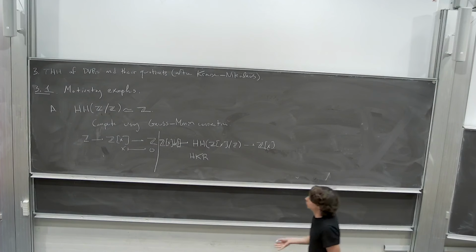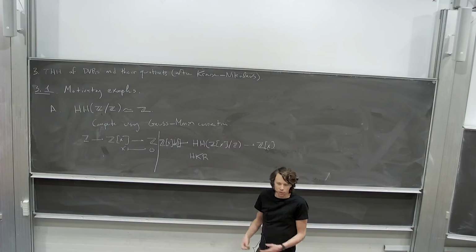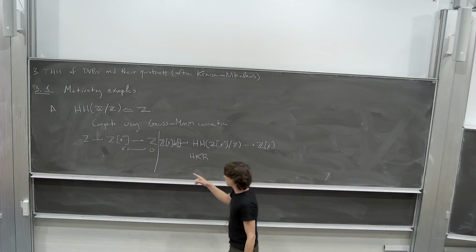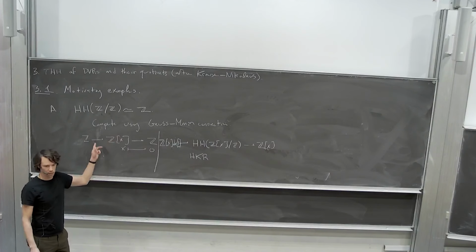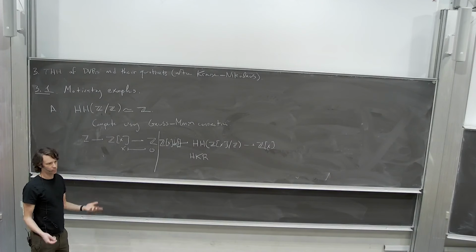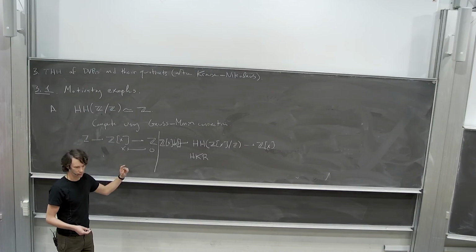Sorry, the question is, if I'm sending X to 0, how is this different from just viewing Z as a Z-algebra? It's not particularly different, but their Hochschild homologies will be very different, as we'll see.